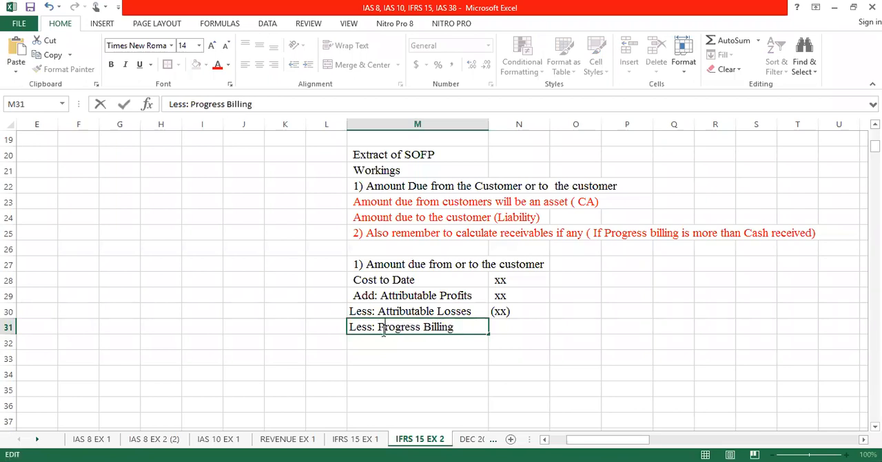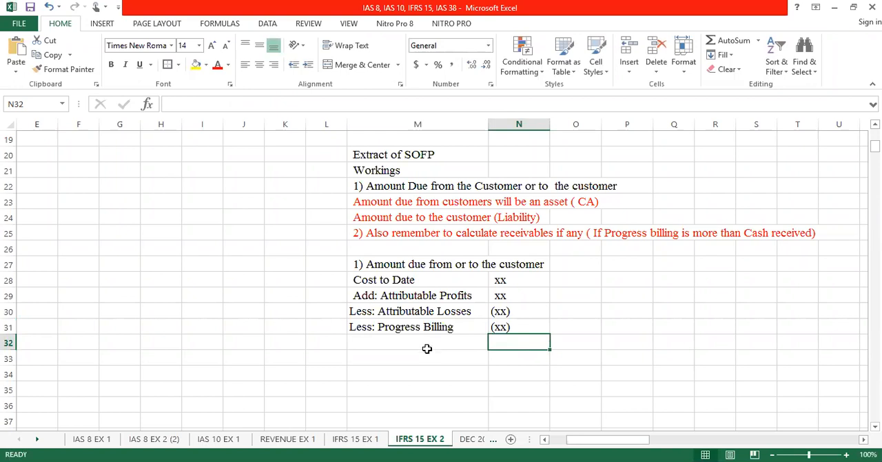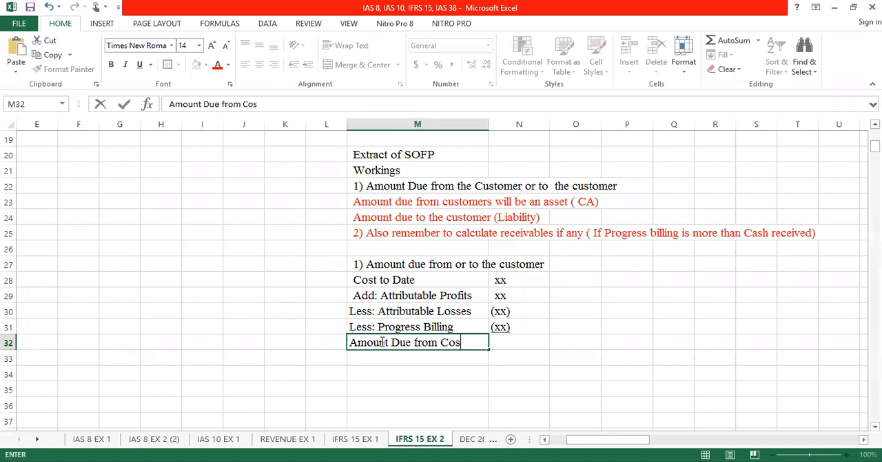This one I ought to have put for you in the slides, sorry. You deduct progress billings, what you have already billed the customer. The answer you get here becomes an amount due from or to customers. If it is negative, it is due to; if it is positive, it is due from.